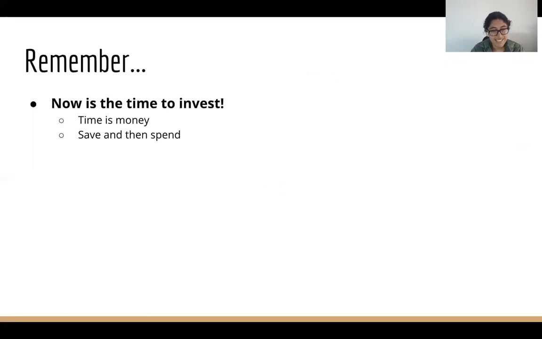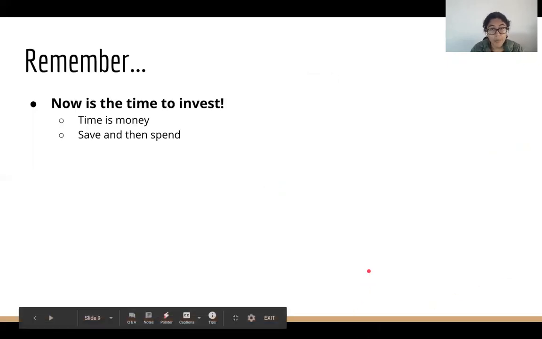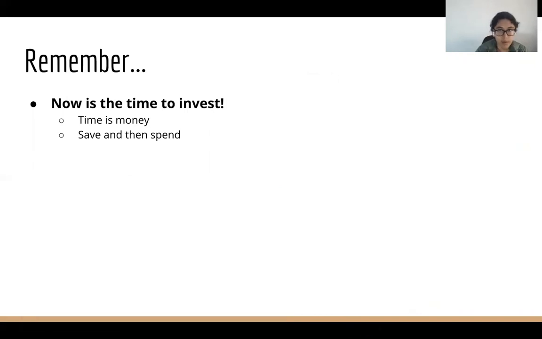So remember, now is the time to invest. Now is always the best time to diversify your portfolio. If you're young, actually, you can incur more risk when you're investing because although the stock market fluctuates in the short term, it grows over time. So this ensures that your money will grow over time. And remember when investing to save and then spend.